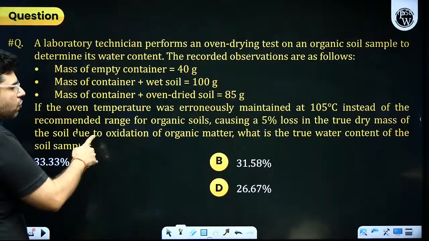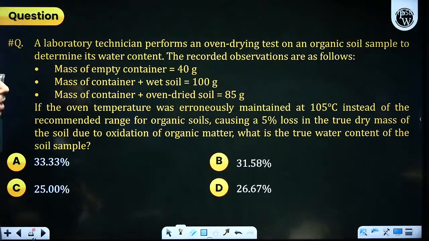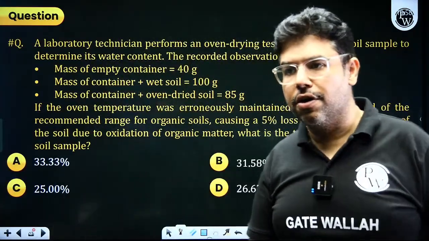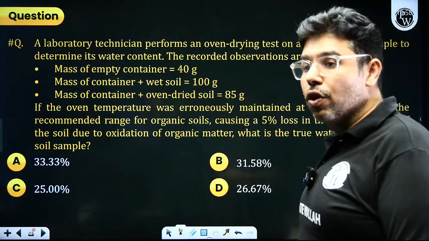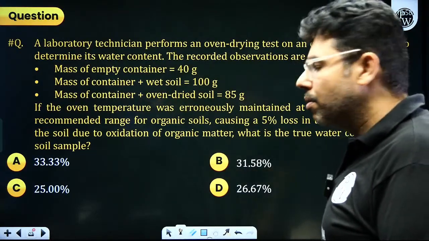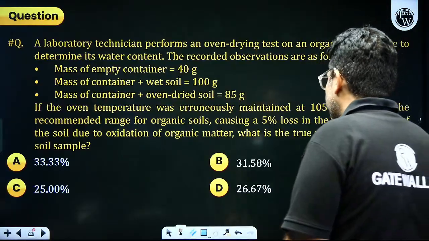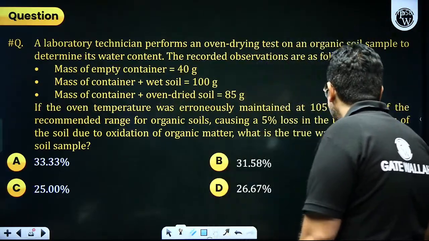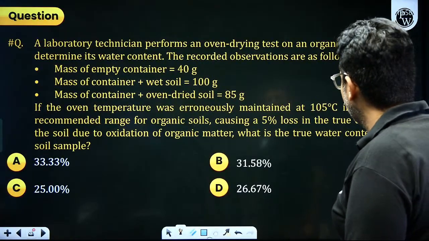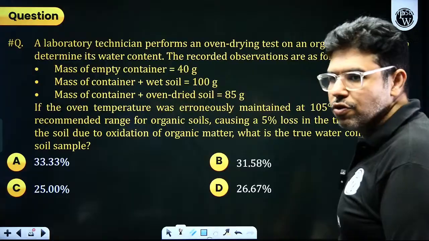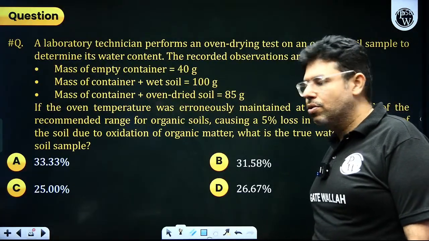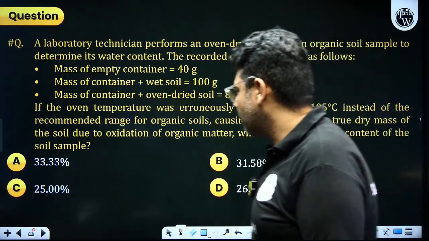Now, the oven dried soil was erroneously maintained at 110 degrees Celsius. Organic soil should not be heated above 80 degrees Celsius, otherwise the solids will get oxidized, causing a 5% loss in the true dry mass of the soil due to oxidation of the organic matter. What is the true water content of the soil sample?